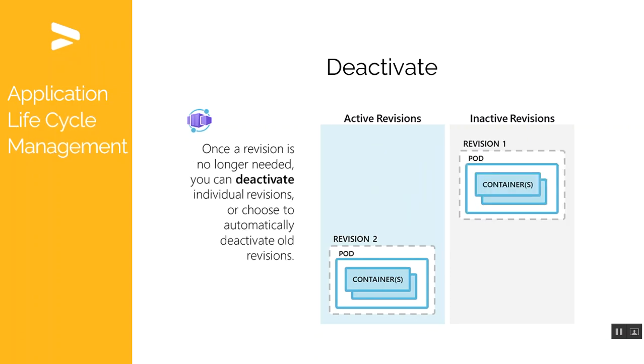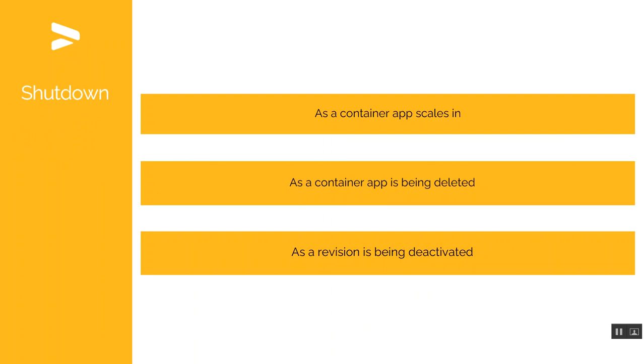Clear. Now I'm going to deactivate my revision 1 because it has the old config, old code, and the cool new feature is not available in revision 1. It's available only in revision 2. In that case, I don't want to give that to my end users. So I move revision 1 to the inactive revisions block and I have an active revision block. That means 100% of HTTP traffic is going to flow to my revision 2. Excellent. Shutdown. As a container app scales in, or the app is being deleted or deactivated, in that case shutdown is the state.